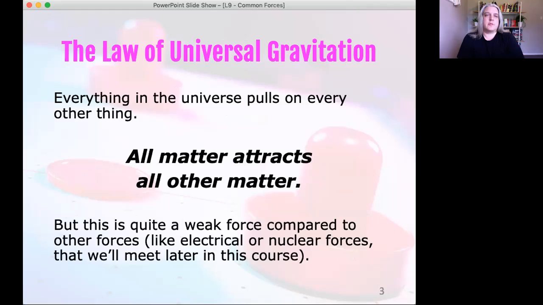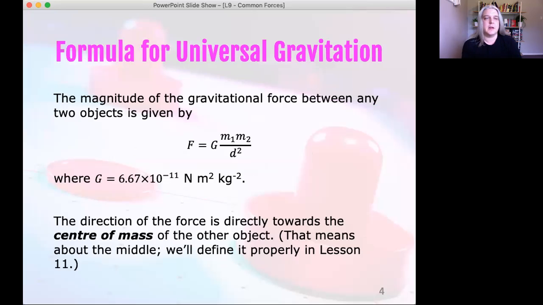The law of universal gravitation is that everything in the universe pulls on every other thing. All matter attracts all other matter. It's quite a weak force compared to many other forces that we see, especially when we get later in the course, we're going to meet electrical and nuclear forces. Those are much stronger, so gravity is quite weak compared to those. It also means that we don't notice it for most objects unless one of them is really big. You'll see what I mean with the next formula.